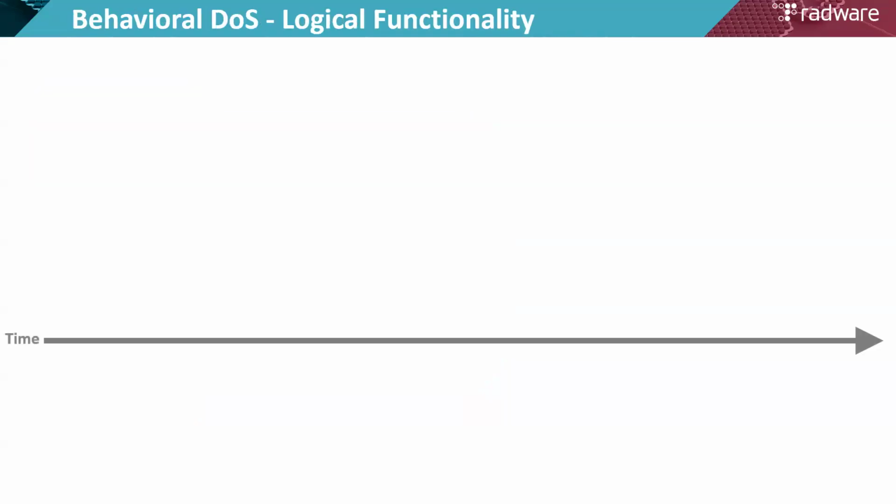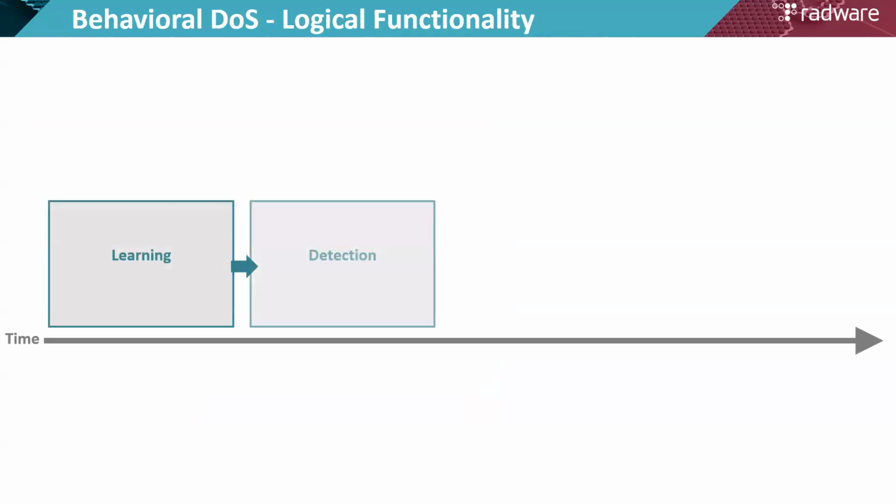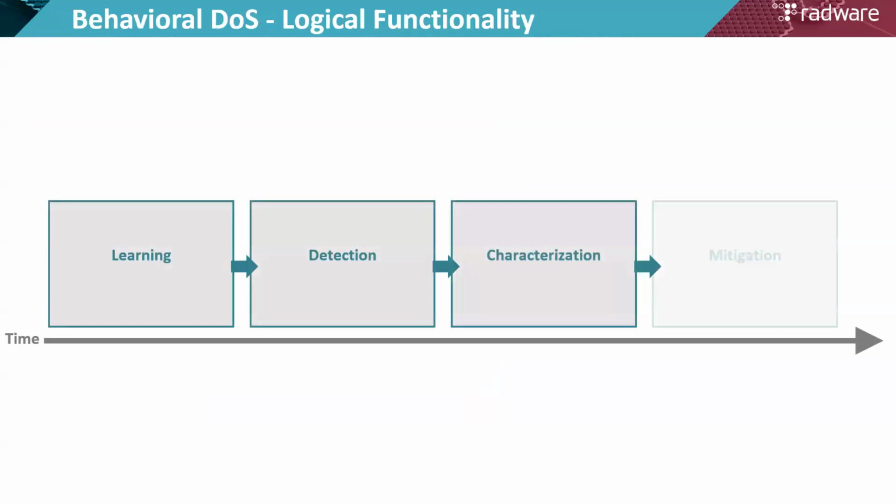So how does it work? Here we have four phases in which the behavioral DOS works. There are literally four phases through which the behavioral DOS engine learns, detects, characterizes and mitigates a particular attack. I'll explain right away how this functionality works. So let's get started. The first phase is the learning phase.